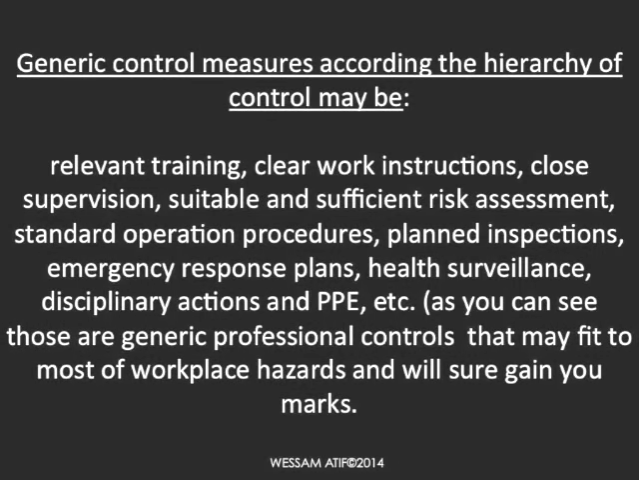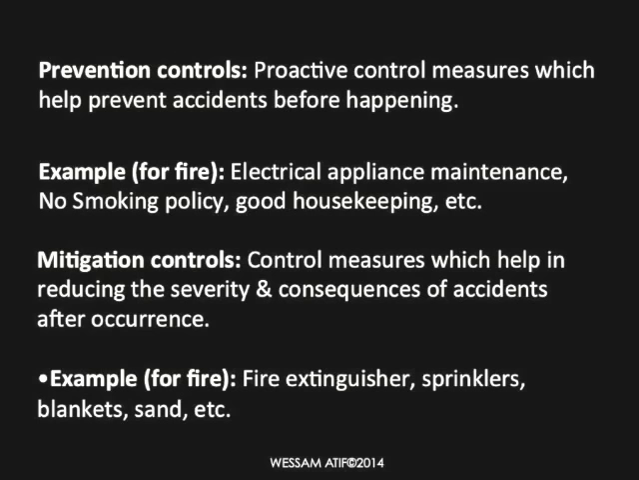And then you need mitigation controls. What are mitigation controls? Those are reactive control measures which help in reducing the severity and the consequences of an accident after it occurs. Again, to minimize the other aspect of risk, which is the severity. So you use prevention controls to minimize probability. You use mitigation to minimize the severity. If you use only one of them, so for example, for fire, if you only say the control for fire is fire extinguishers, sprinklers, blankets, sands, etc., your control plan is a bit limping. It's not balanced. So you must balance both.